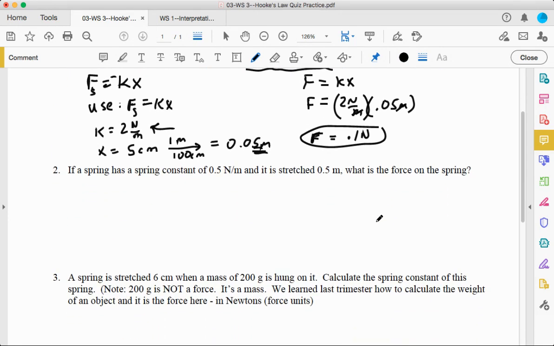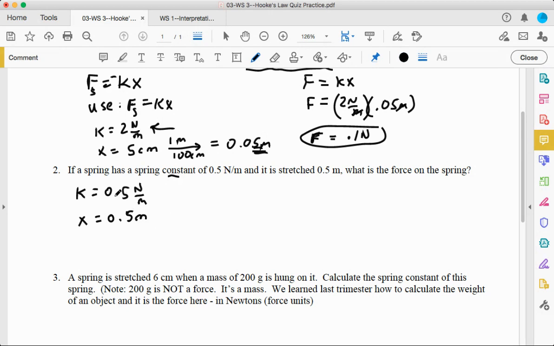Moving on to the next one. This time the spring constant is 0.5 newtons to make that one stretch out by a meter. The smaller spring constant means it's a flimsier, easy to stretch spring. In this case, it's going to stretch out by 0.5 meter.